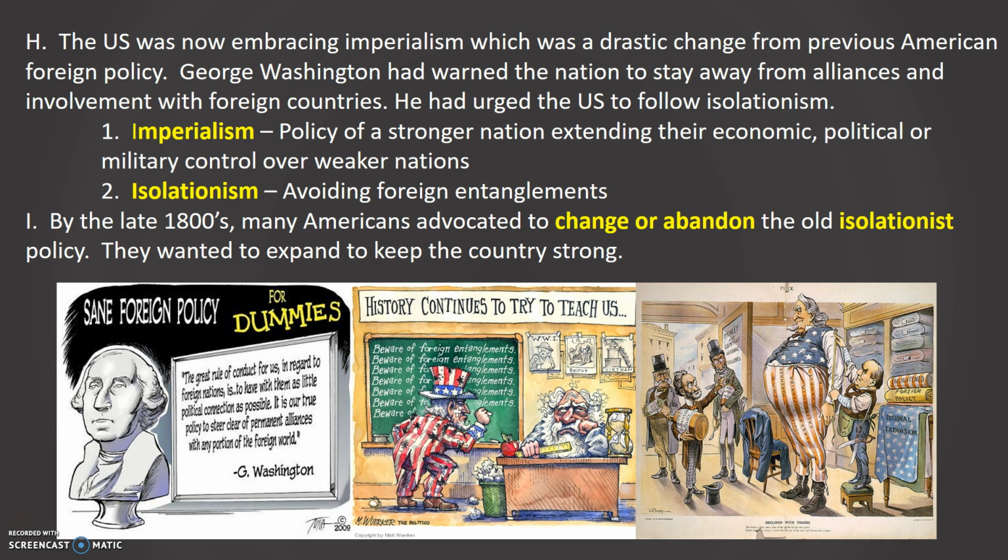So imperialism, by definition, is a policy of a stronger nation extending their economic, political, or military control over a weaker nation. Then you also have the issues of isolationism, which is avoiding foreign entanglement, so not getting involved with foreign countries. By the late 1800s, many Americans are going to advocate a change or the abandonment of isolationism because of economic purposes, and they want to expand the country in order to keep the country strong, so we can withstand any kind of military threat, but at the same time, we can keep our economy moving with new ports and also new markets.